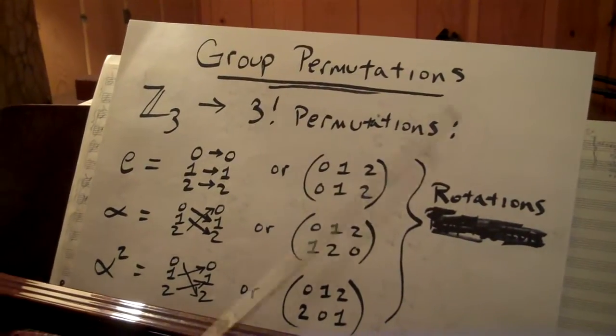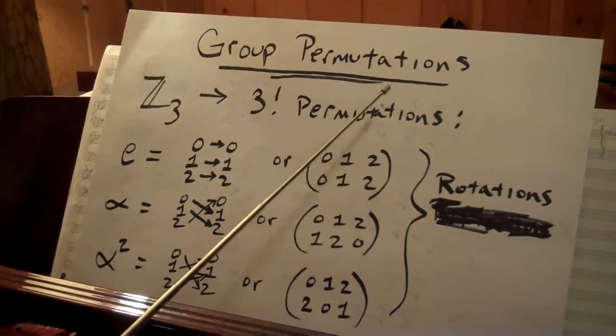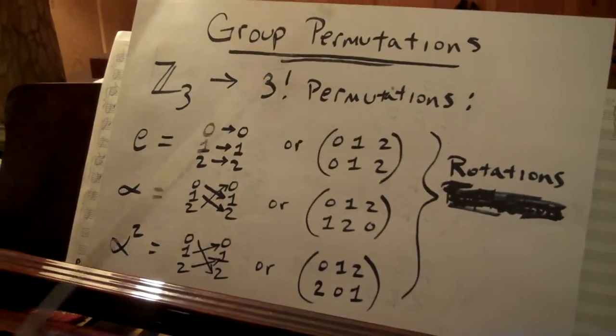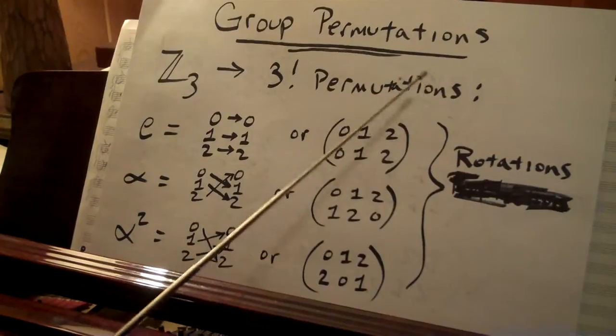4 factorial is 24. If we go up to 12, it's almost 500 million different combinations of group elements. So it really increases the number quite a bit.